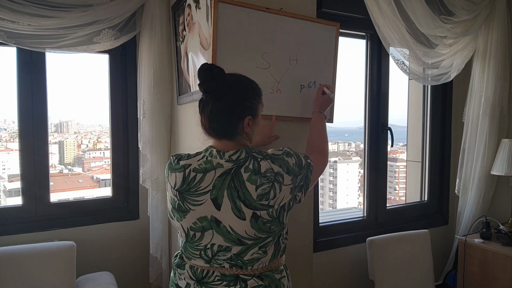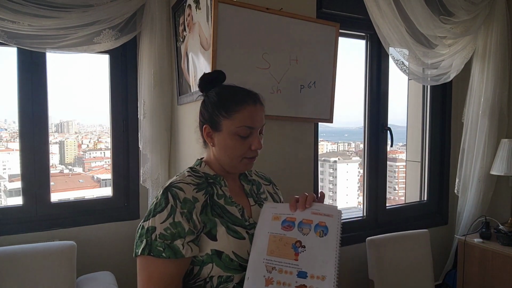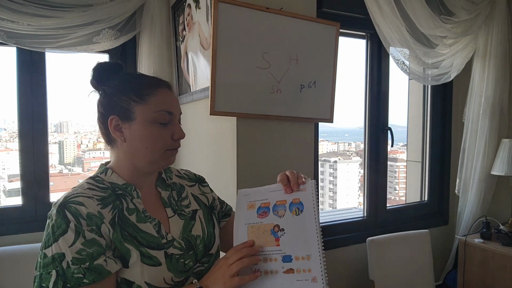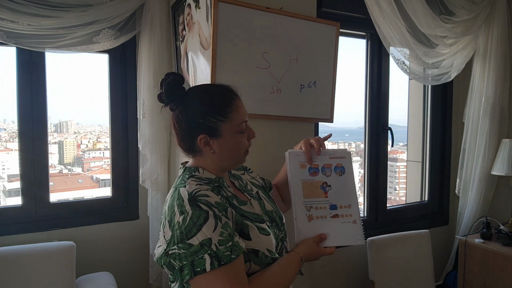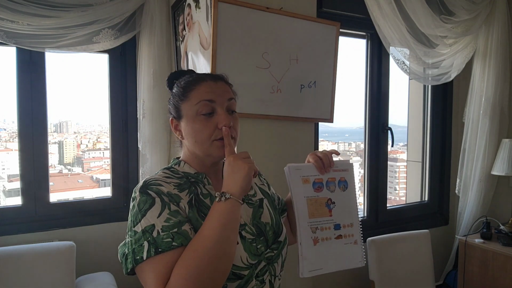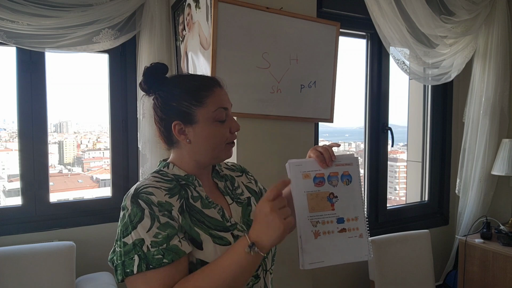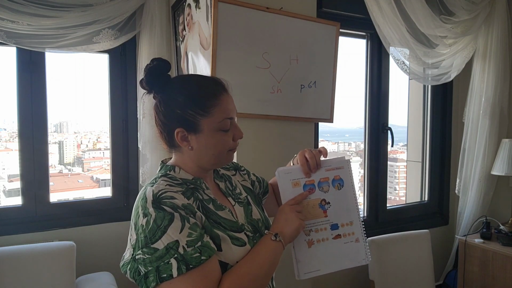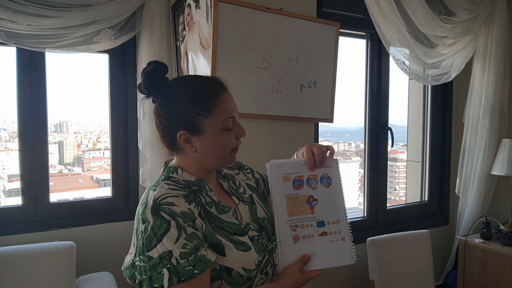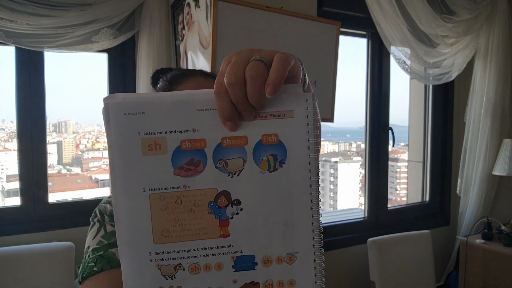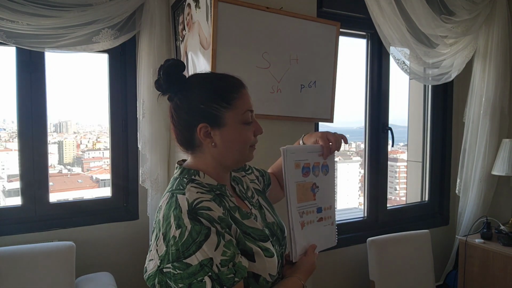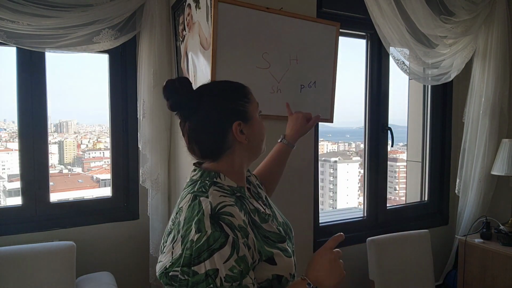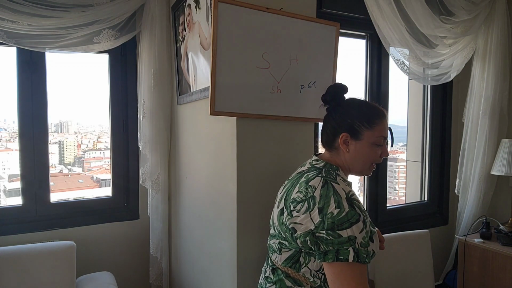Page 61. Okay. Now, look at the first exercise. Can you please read now? S and H. How can we read? Shh. How can we pronounce? Shh. Okay. Please start with the first one. Shoes. Yes. Very good. And then the second one, sheep, yes. And the last one, fish, very good. S and H, shh, very good.